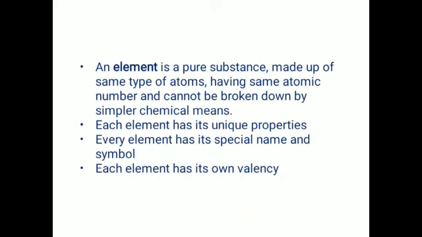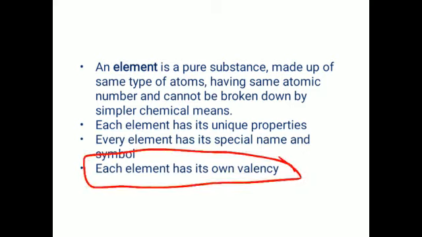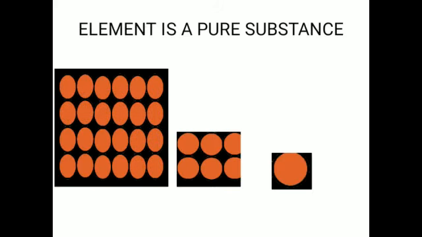And each element has its own valency. This is something about its chemical property, when it behaves in its own unique way. Know more about it. This is a very interesting example which will show you what an element is and why an element is called a pure substance.